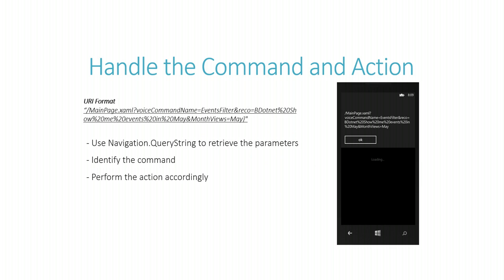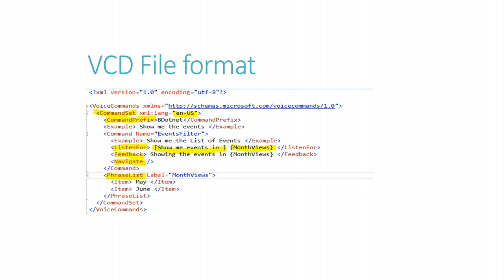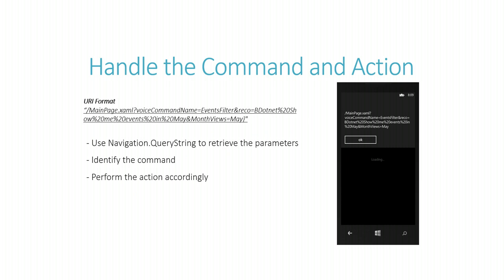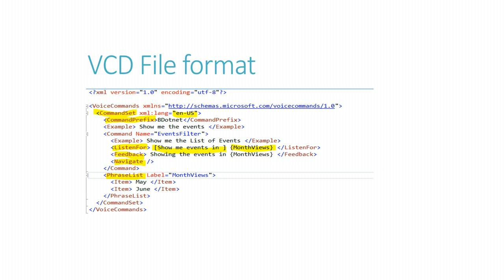So the next step, the final step of this process would be to handle the command and the action. When an app is opened via the voice command, the URL will look something like this, where in the previous example I haven't specified the navigate URL, so this refers to the main page, that's the start page of the app. Then when I said BDotnet show me the events in May, the command was recognized, and hence the parameter contains something like this: the voice command name, and the command name is nothing but the events filter that can be seen here.